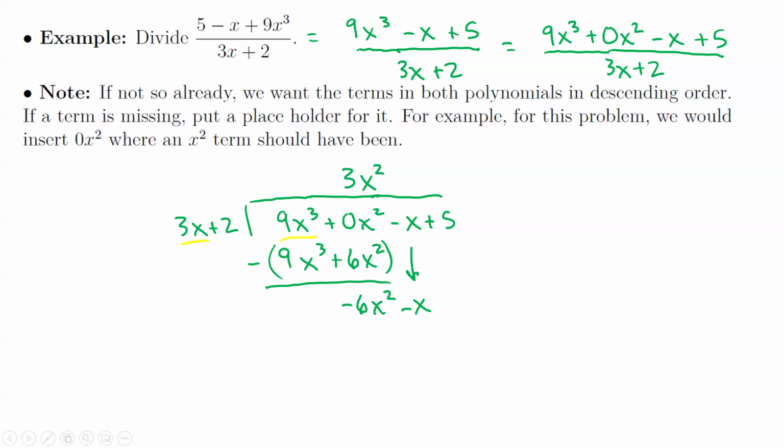All right, so now I'm saying, what do I multiply 3x by to produce -6x squared? So that would be minus 2x, right? -2x times 3x would give me -6x squared, and -2x times 2 would give me -4x. And again, so important to put parentheses there when you're doing that subtraction. -6 minus -6 is 0.